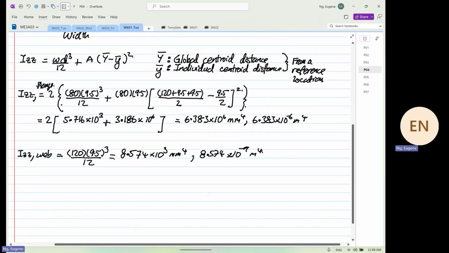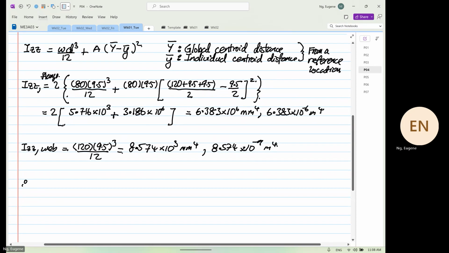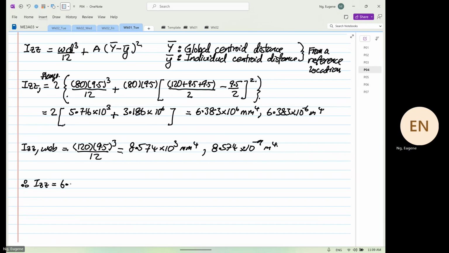So therefore, IZZ will be equal to 6.383 times 10 to the power minus 6 plus 8.574 times 10 to the power minus 9. So this is equal to 6.392.